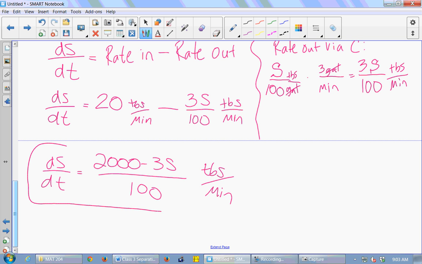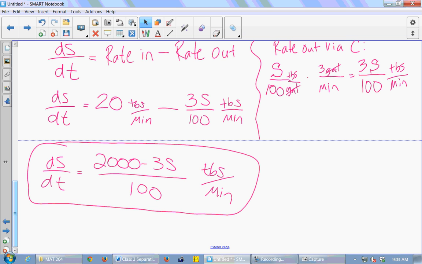All right, so I'm going to let you do some practice. You're going to deal with some things about this differential equation, and you're going to do some practice solving by separation of variables.